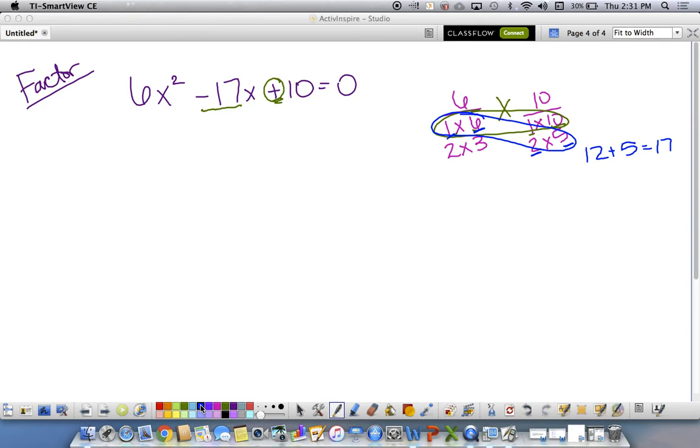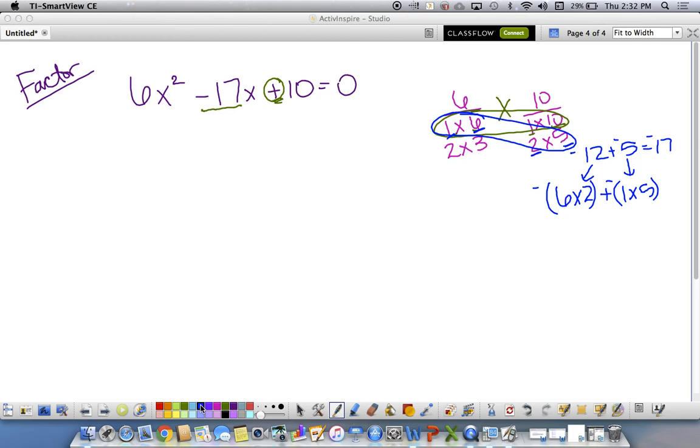Okay? Really on the second one that I tried. So I need 6 times 2 plus 1 times 5. Okay, so that gives me my 12, and that gives me my 5. And they both have to be negative, right? Because I want it to be a negative 17. So this needs to be negative, and this needs to be negative.